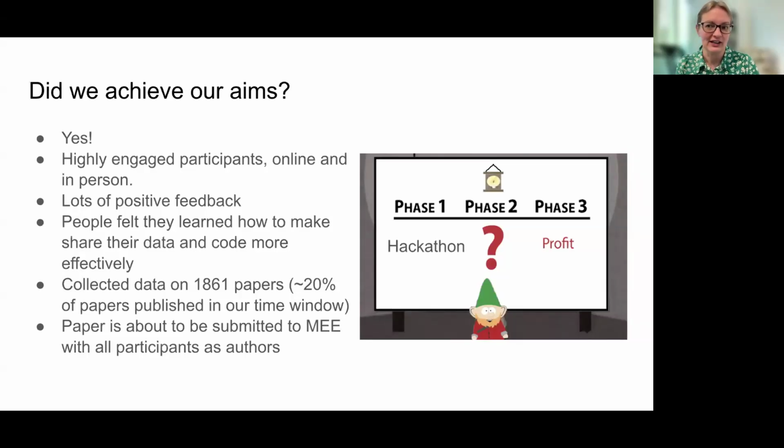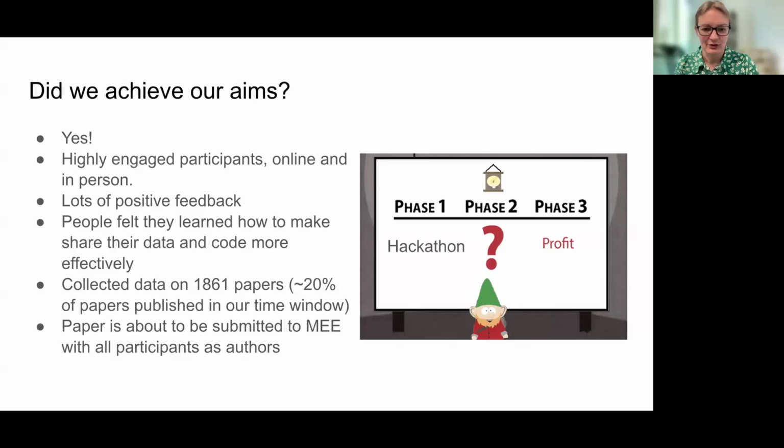But there was tons of really, really interesting interaction on Discord as well as in person. And so I think people also felt like they got to meet a lot of interesting people, and they also learned how to share their own code and data more effectively, which was again part of our aims.